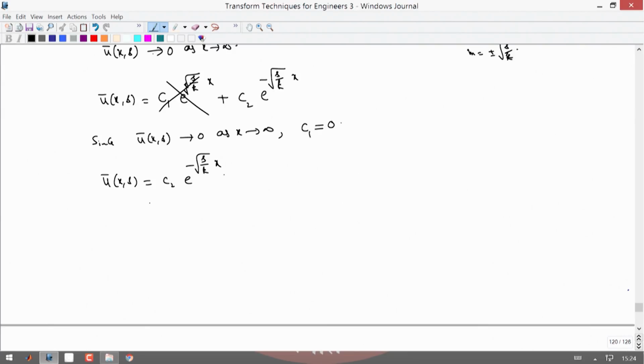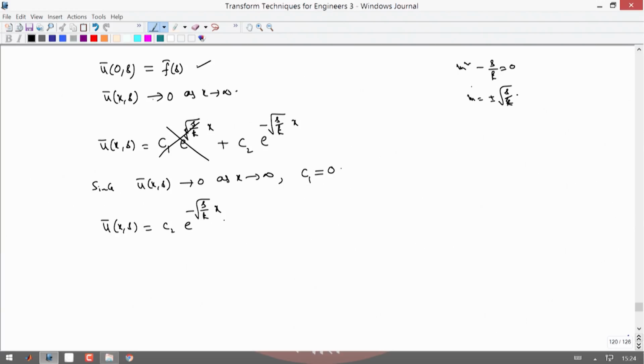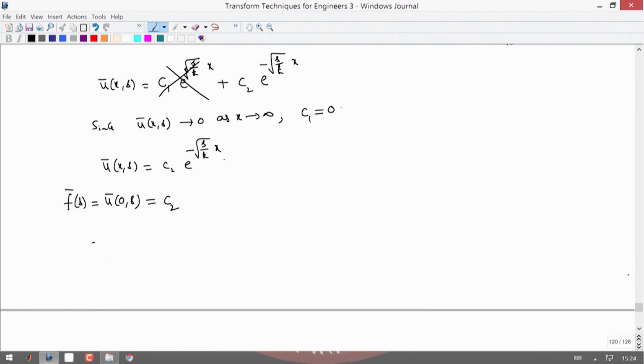Now we apply the first condition, that is this. If you apply this, you get u bar of 0, s, which is equal to f bar of s. If you put x equal to 0 here, c2 times e power 0 is simply 1. So, you have c2 is simply f bar of s. That implies the solution u bar of x, s becomes f bar of s times e power minus square root of s by k times x, and this is for x positive.